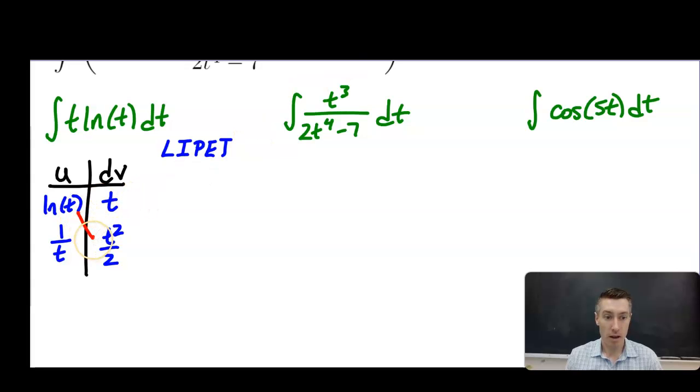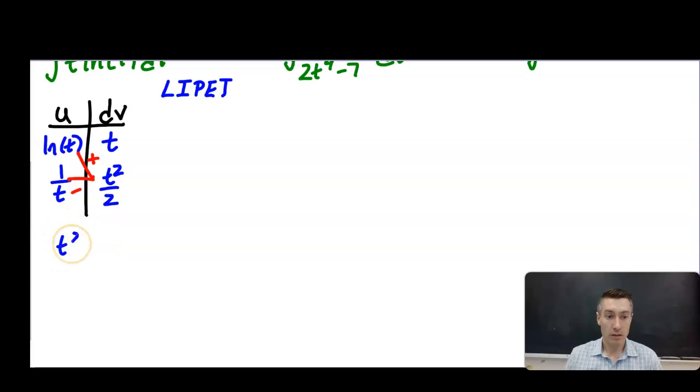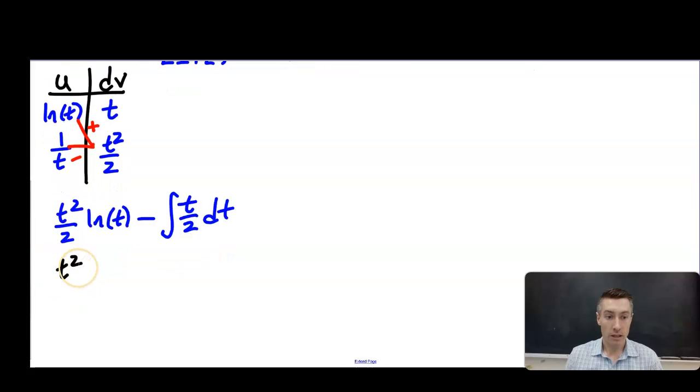So we go down and back across. So plus and then minus. So coming out of this column setup, we get t squared over 2 times the natural log of t minus the integral of the function we get by multiplying t squared over 2 by 1 over t. So that's going to be t over 2 dt. Now this integral we can handle without an integration by parts. So we have t squared over 2 natural log of t minus t squared over 4, the antiderivative of t over 2, plus c1, some constant for this first antiderivative.